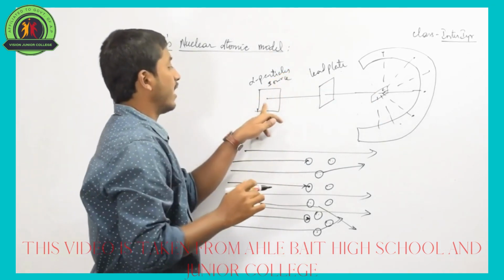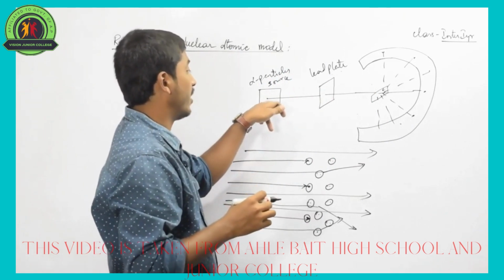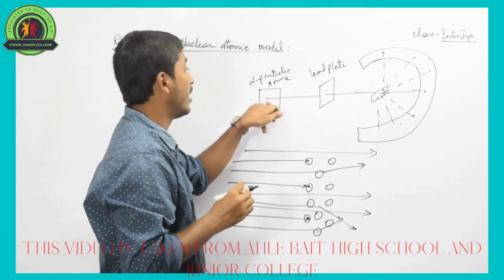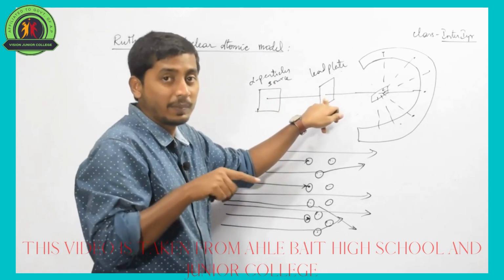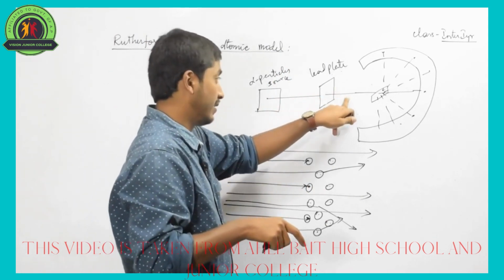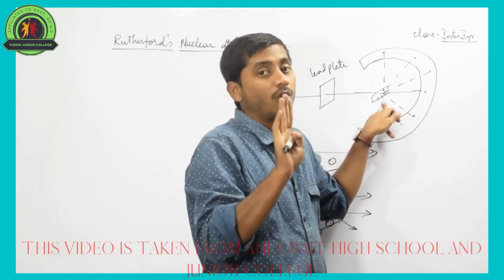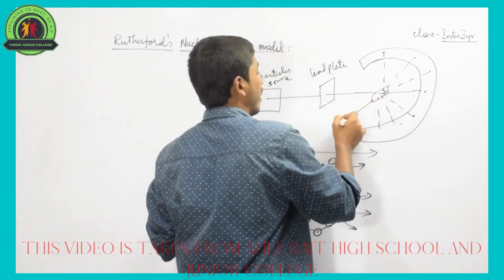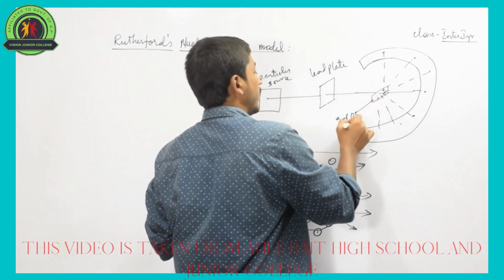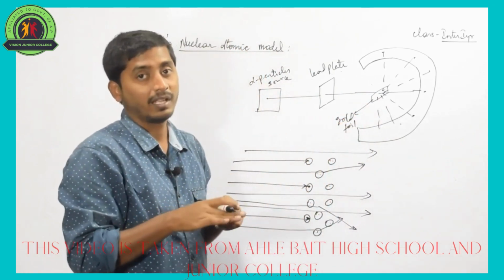From this source, the alpha particles travel and get incident on a lead plate. They are passed through the lead plate, then this alpha particle ray goes and is incident on a thin film of gold, this gold foil, which is completely like a thin film.